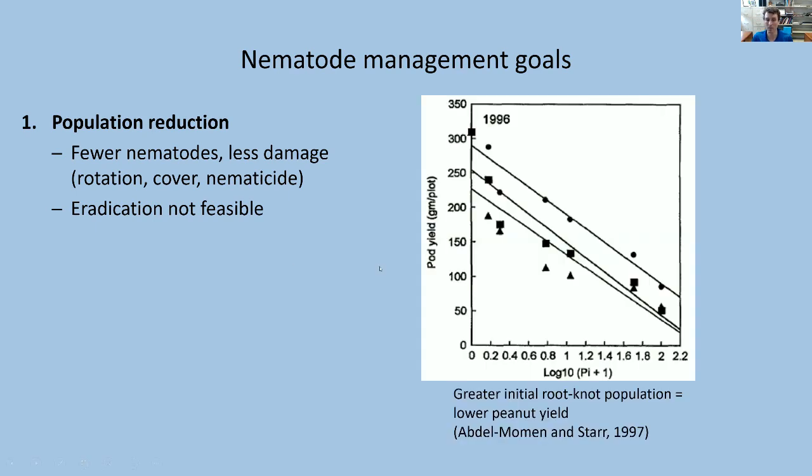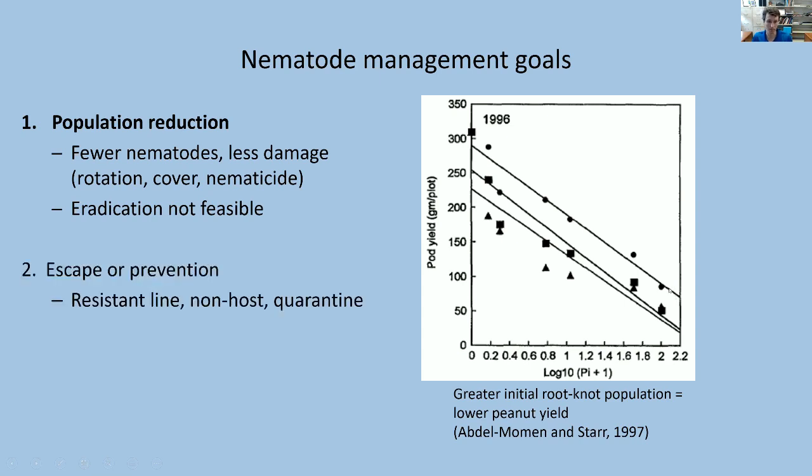This is just some data illustrating population reduction and increasing yield. You have peanut yield on the y-axis here, and on the x-axis is the root knot nematode population. You're seeing a decrease in the pod yield as the initial root knot nematode populations increase. A second concept used in management is escape prevention. Some examples of this would be using a resistant cultivar, or quarantining to try to prevent moving nematodes from one field to another.